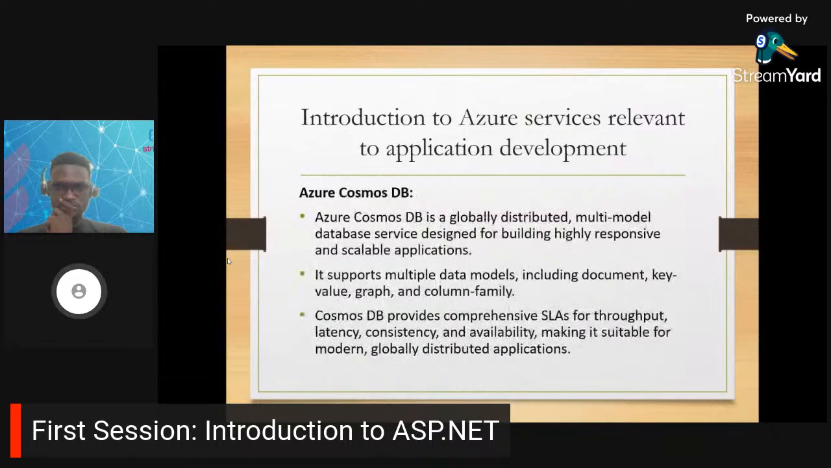Then there is Cosmos DB, which is the NoSQL type of database for Azure, like MongoDB. It provides comprehensive SLAs for throughput. It supports multiple data models, including document, key-value, graph, and even time series database. So you have the Azure Cosmos DB. It is another tool you need to know when you're building for Azure.